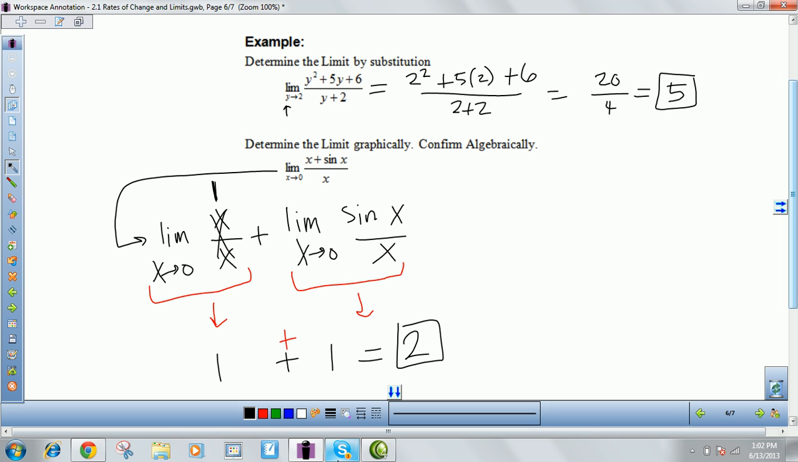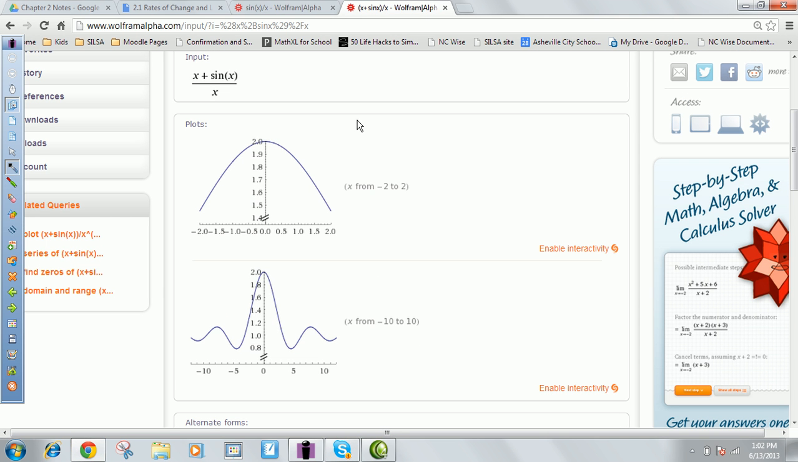And again, we can look at this graphically. Here's our graph. This is what our function is looking like, x plus sine of x over x. And as it approaches 0, you notice the y value is 2. But right at that x value, there is no value. Try it in your calculator. Go ahead and find the value at 0, and you'll see that there's nothing there. Depending on your calculator, it'll say undefined or just be blank, because there's a hole in the graph right there.